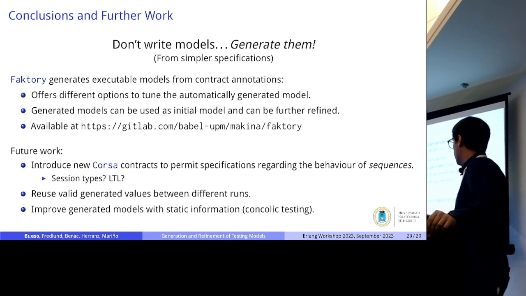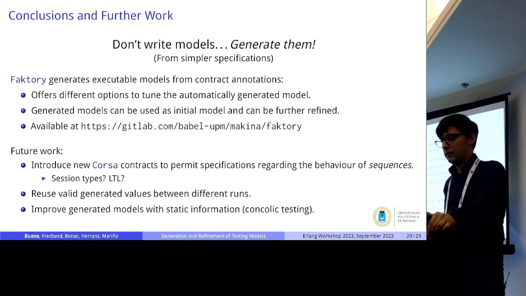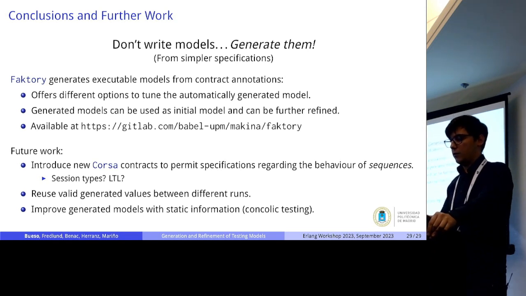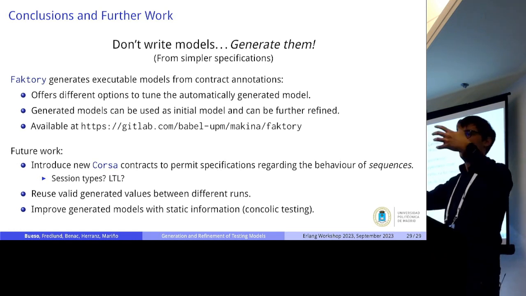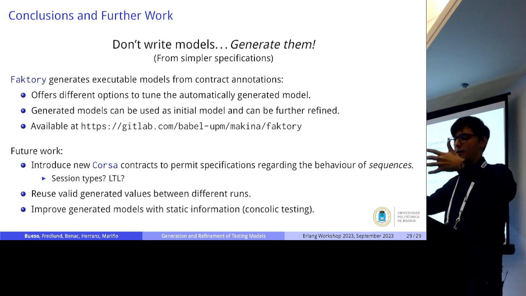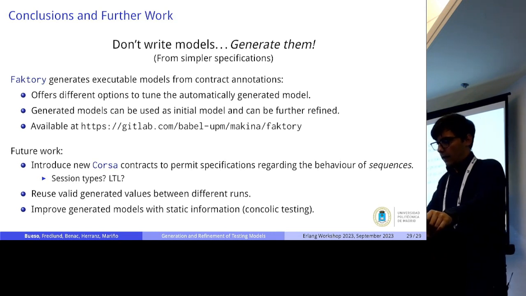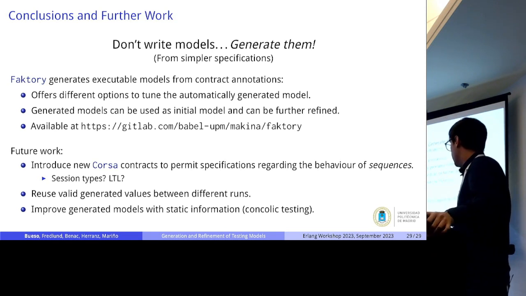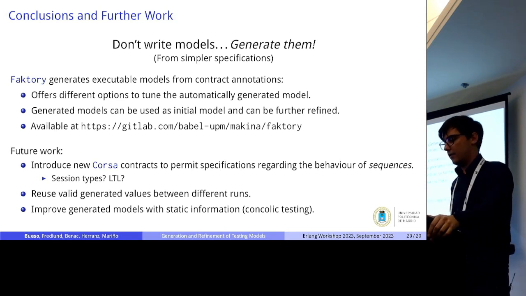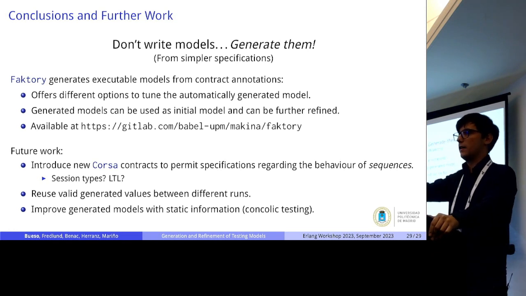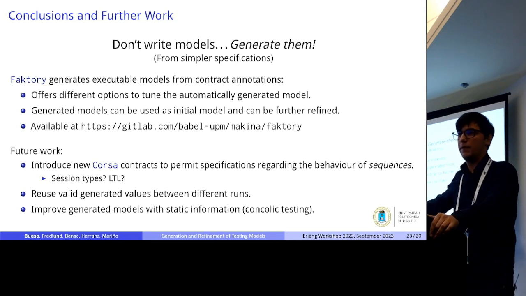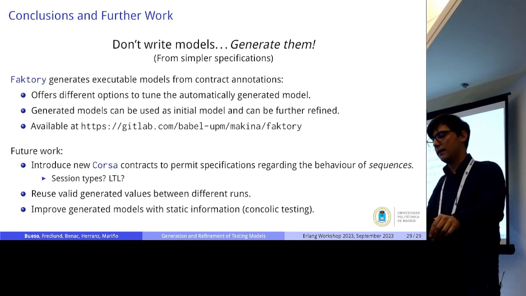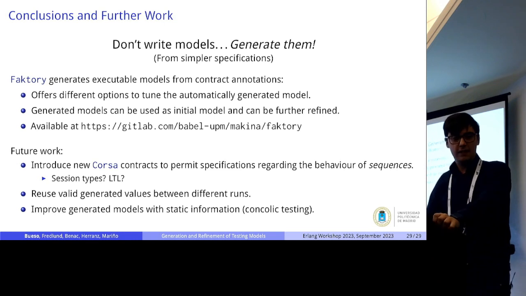Also, another idea that appeared during this work is to reuse valid generated values between different runs. For example, this could help us test our API in this example with really long and big lists. And we could also improve generated models with static information to improve the coverage of the tests, with something like concolic testing. And that's all. Thank you for listening.